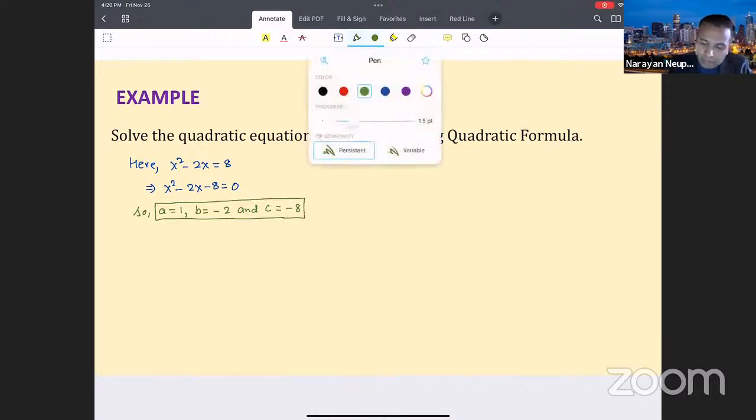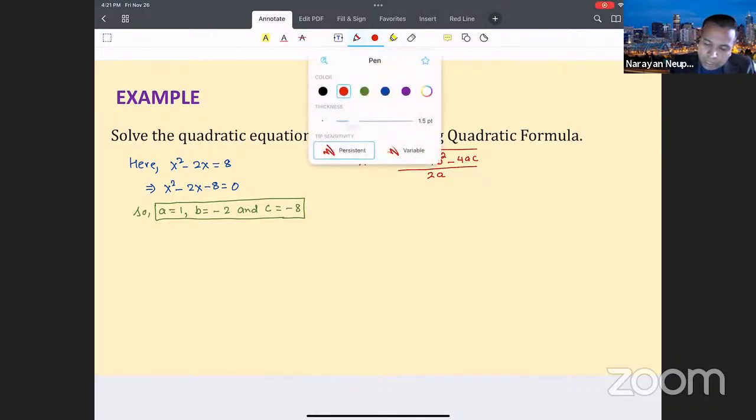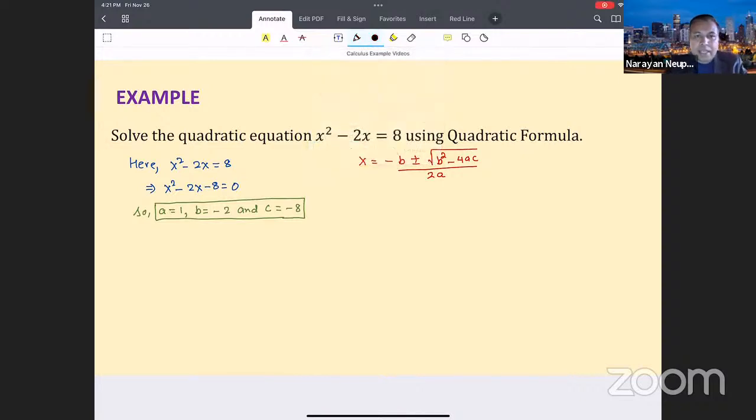And if you remember the quadratic formula from the previous slide, then the quadratic formula is x equal to negative b plus or minus the square root of b squared minus 4ac all over 2a. So we are going to plug in the values of a, b, and c into this formula. So let me do it here.